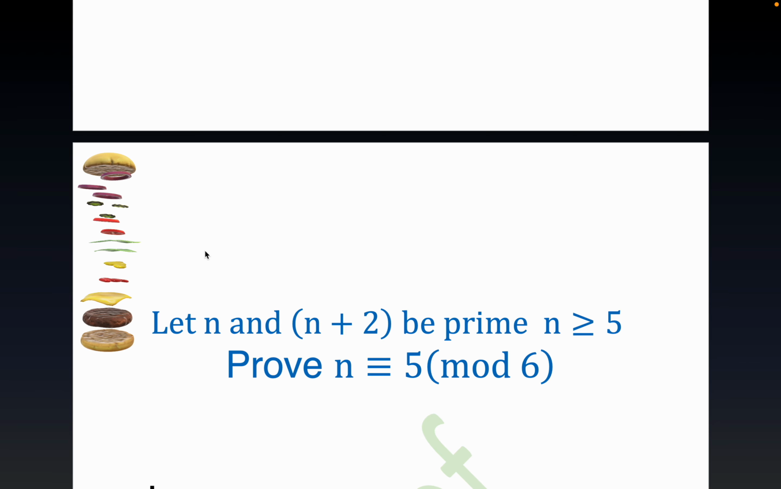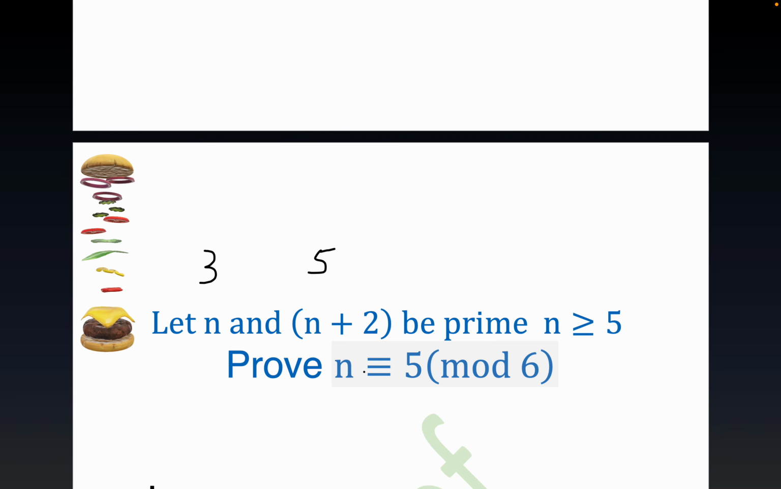Today I want to prove a result for twin primes. 3 and 5 are the first two twin primes. 3 is prime, and then 3 plus 2 is prime. But notice that 3 can't be congruent to 5. It's basically because 6 is 2 times 3, so 2 and 3 are exceptions here.